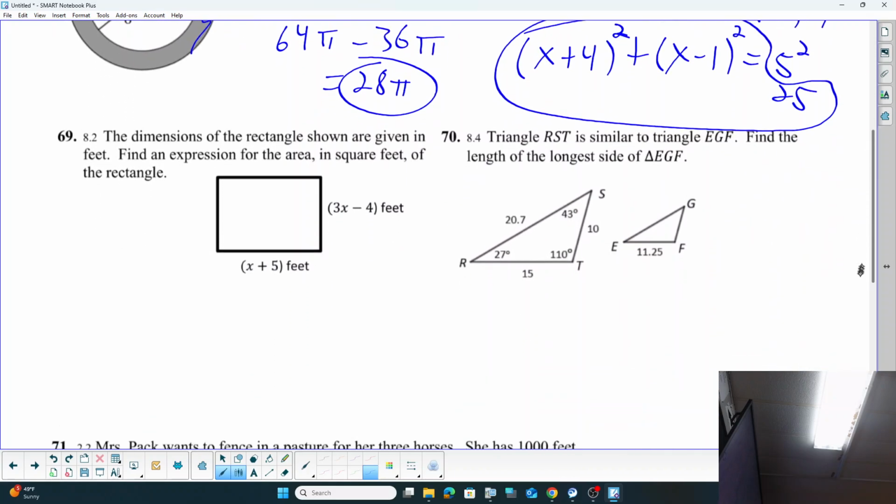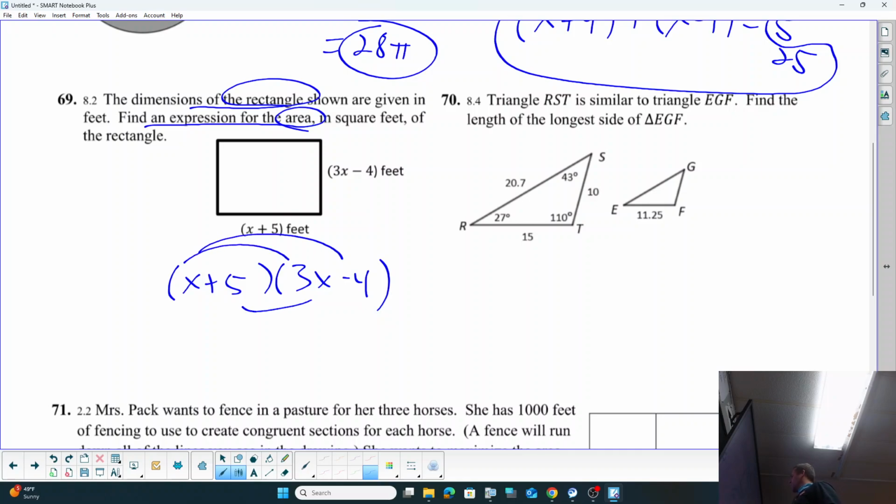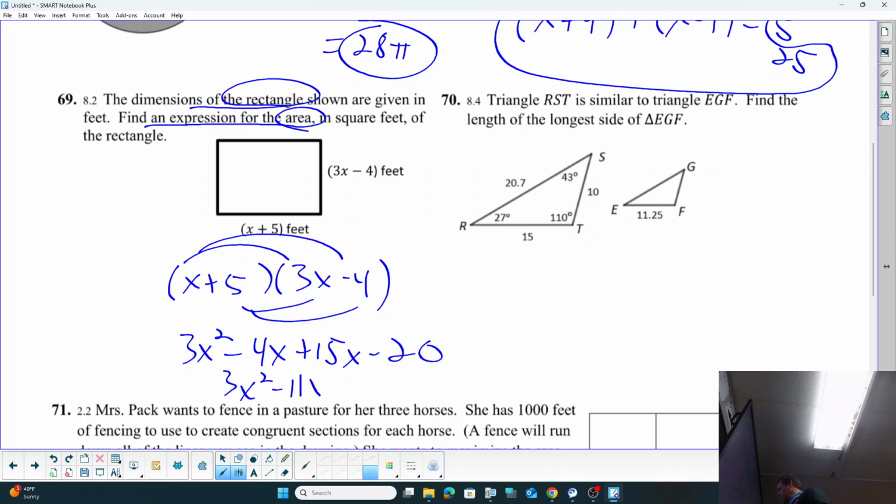Keep on trying these, similar triangles. Square feet of a rectangle: find the dimensions of a rectangle shown below, find an expression for the area. So that's just x plus 5 times 3x minus 4. And so you're just going to multiply it through. So 3x times x is 3x squared, minus 4x plus 15x minus 20. So 3x squared, that's going to be 15 minus 4, so plus 11x minus 20. That's not too bad. I can see that being on the test.